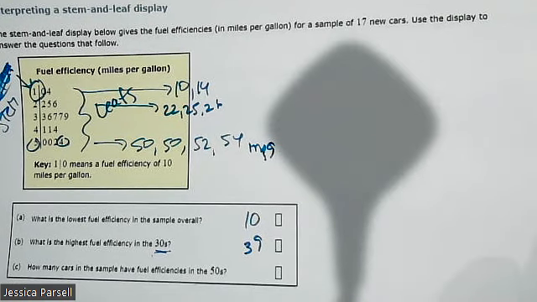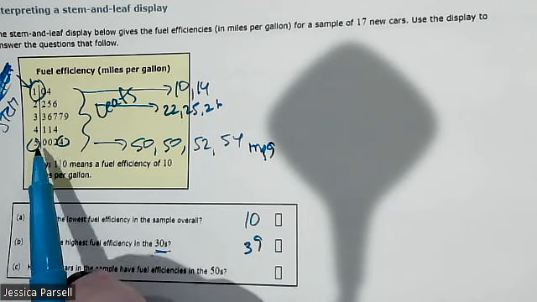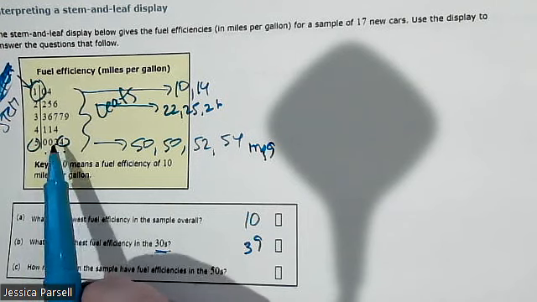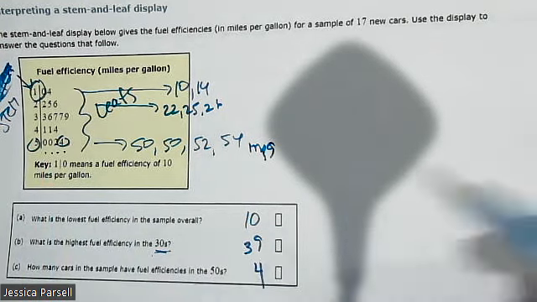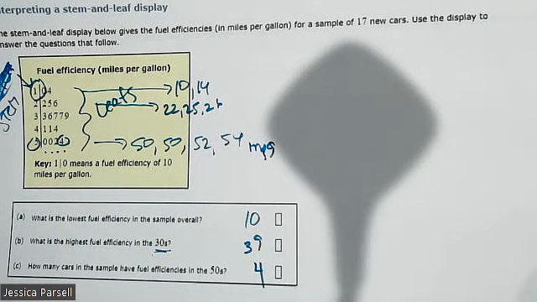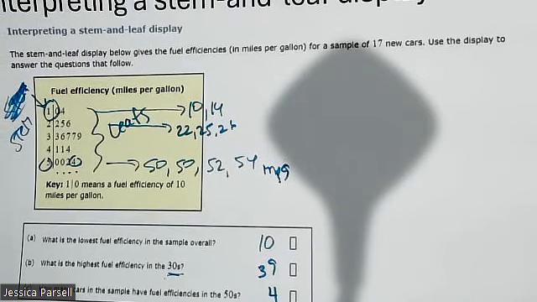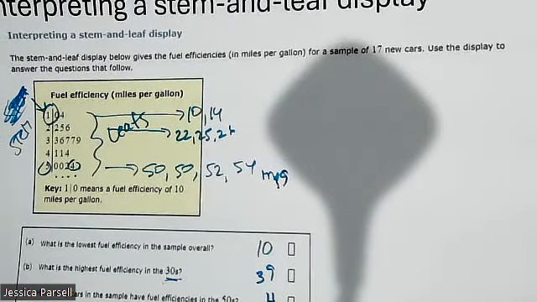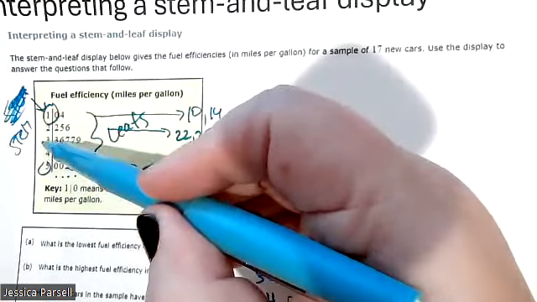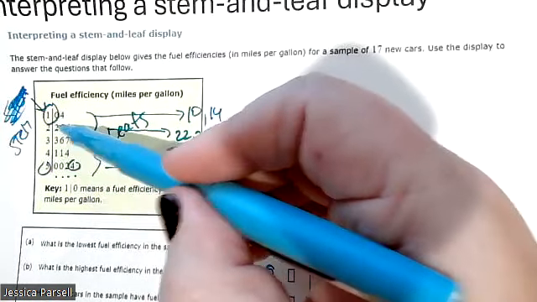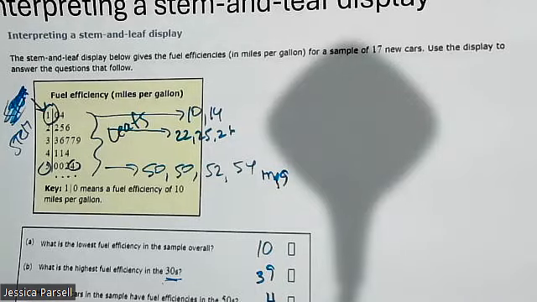And how many cars in the sample have fuel efficiencies in the 50s? Okay, we have 50, 50, 52, 54. So that would be 4. So that's how you interpret a stem and leaf. And now we're going to create one ourselves. Notice the stems start with 1, 2, 3, 4, 5, and then the leaves are stacked horizontally.